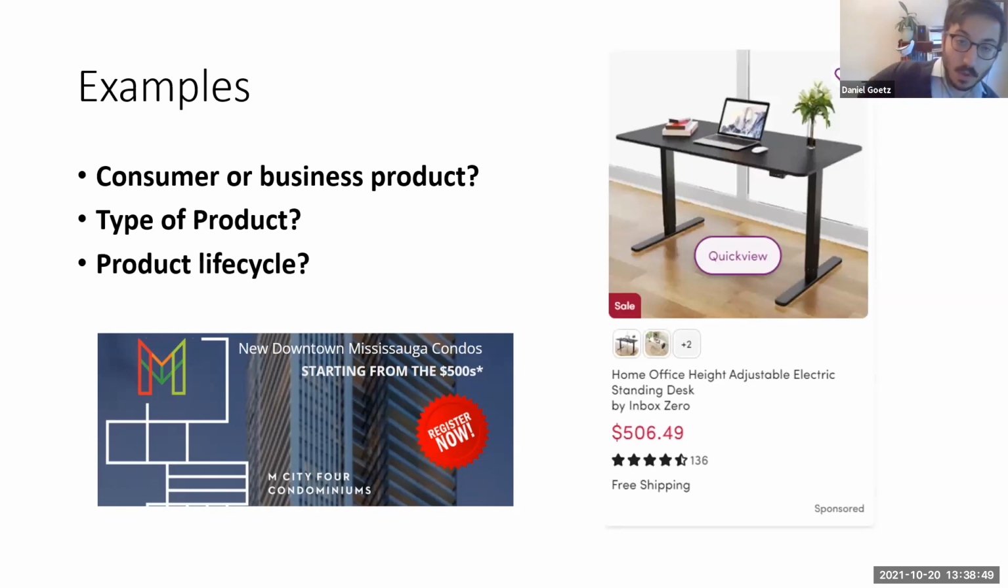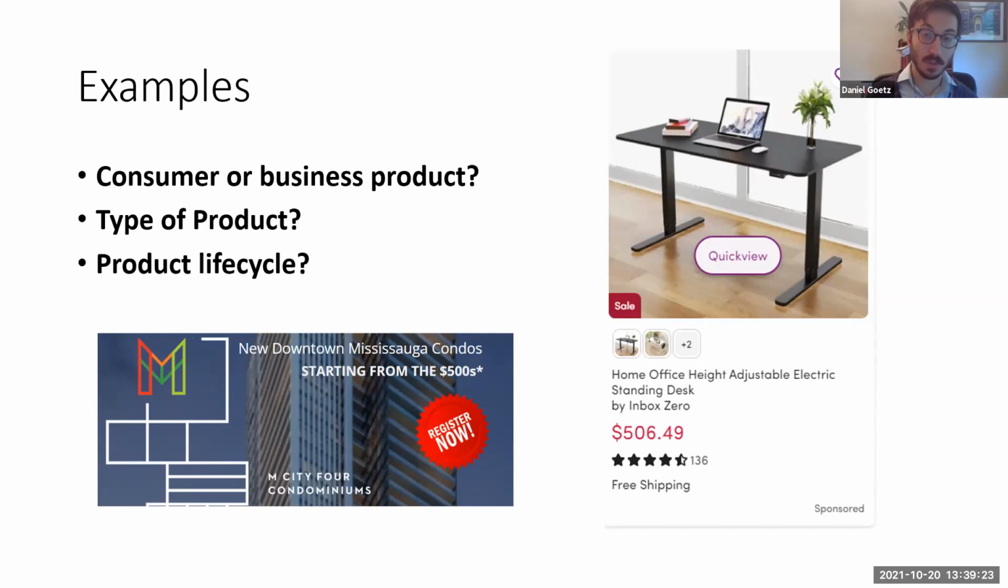Okay, here's another product. You can see from the description, home office, height adjustable electric standing desk. Okay, so we have a standing desk here. Fairly new category of products. Hasn't been around for that long, especially not in the home, right? So we think, okay, what kind of product? Definitely, it could be consumer or it could be business, right? Business products, business office furniture is definitely a thing. But let's focus on consumer.